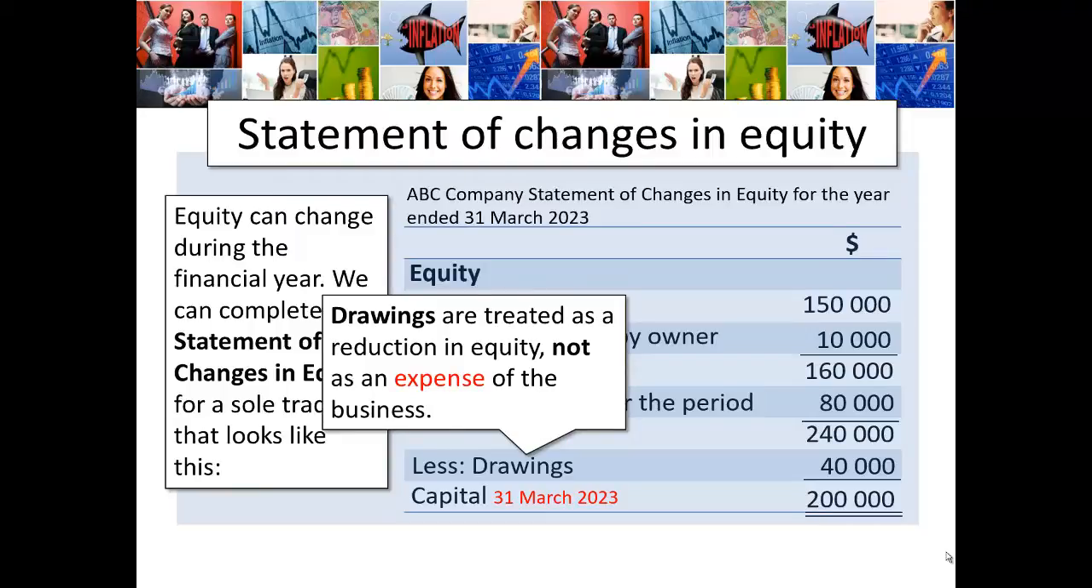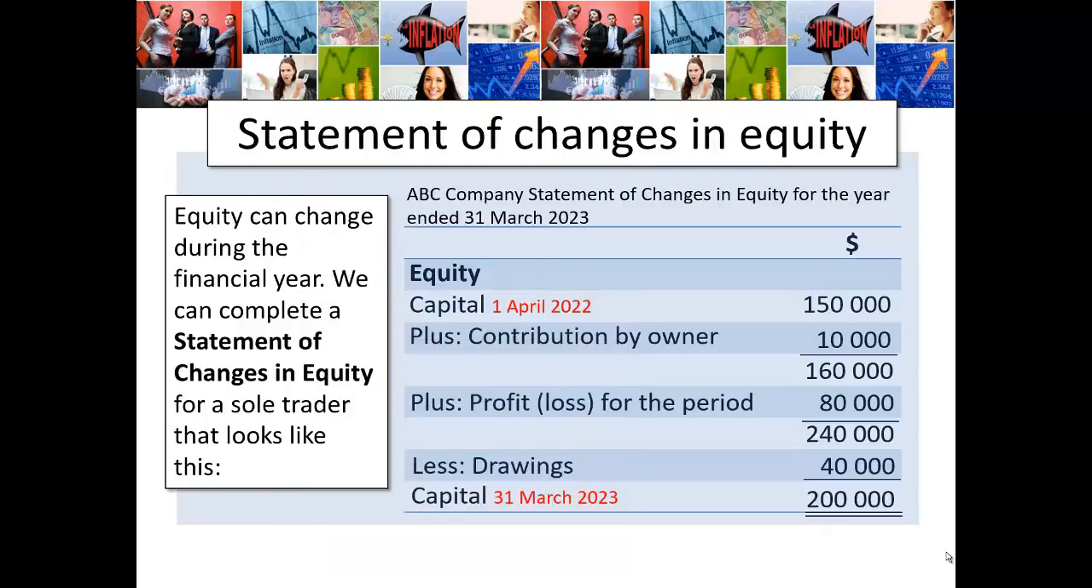And we subtract any drawings, because remember, drawings are typically cash that's been taken out of the business by the owner, and drawings are treated as a reduction in equity. So the equity is getting smaller the more drawings are taken out. It's treated as a reduction, not as an expense of the business.